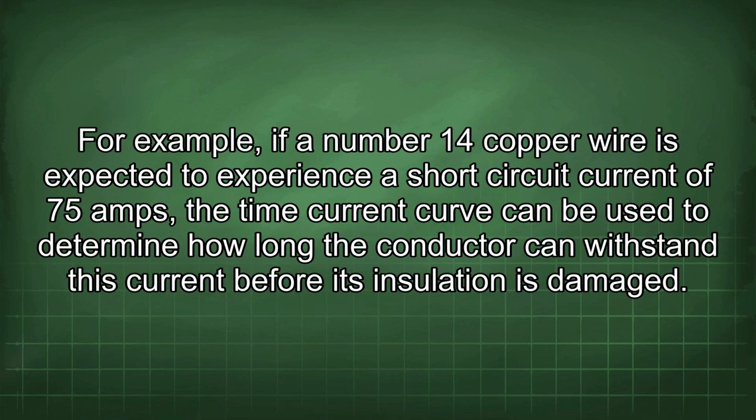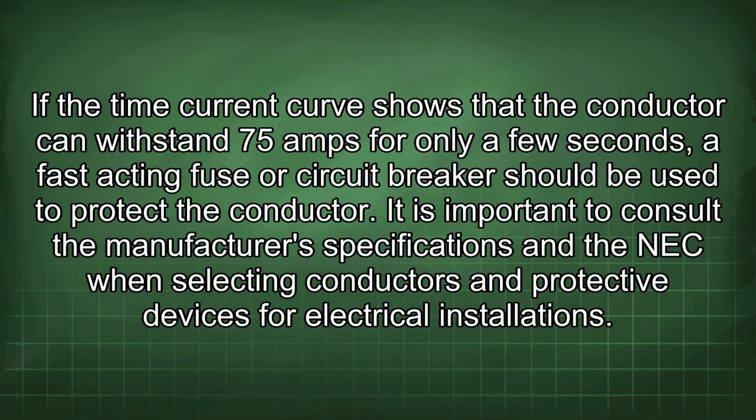For example, if a number 14 copper wire is expected to experience a short-circuit current of 75 amps, the time current curve can be used to determine how long the conductor can withstand this current before its insulation is damaged. If the time current curve shows that the conductor can withstand 75 amps for only a few seconds, a fast-acting fuse or circuit breaker should be used to protect the conductor.